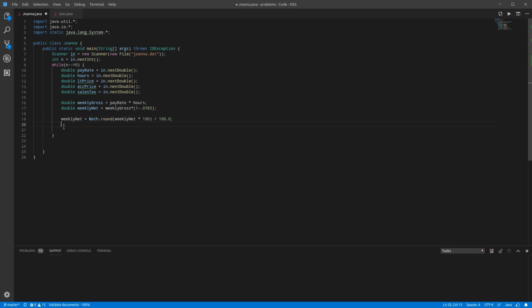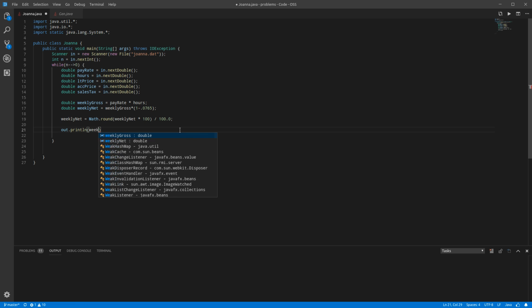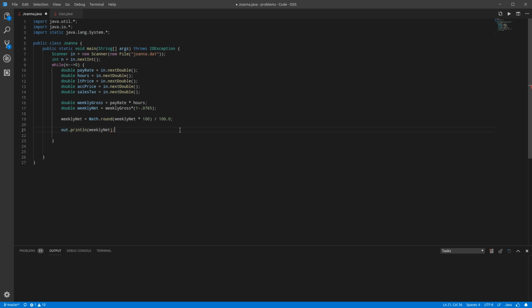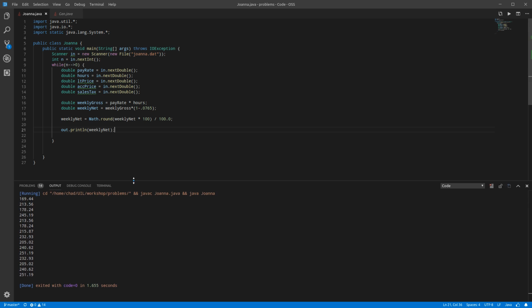So that's going to ensure that our weekly net is working correctly. So let's go. I'm just going to check that out. Print line weekly net, run code, and all these values are 2 decimals.